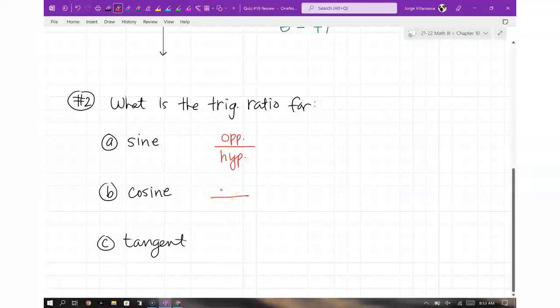Remember, you can have notes. That's the nice thing, right? So, all right, thank you. Adjacent over the hypotenuse. And what about tangent?